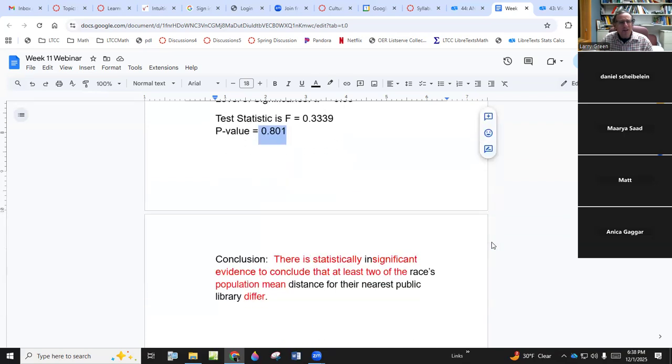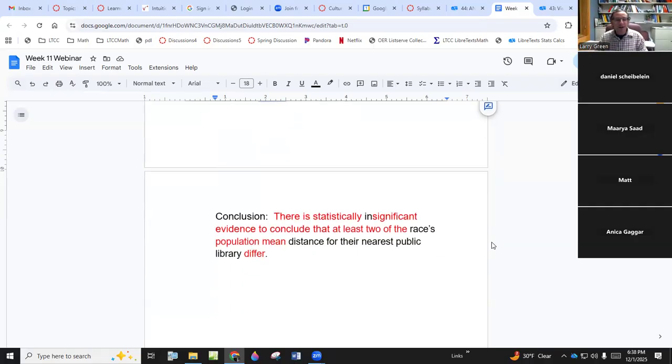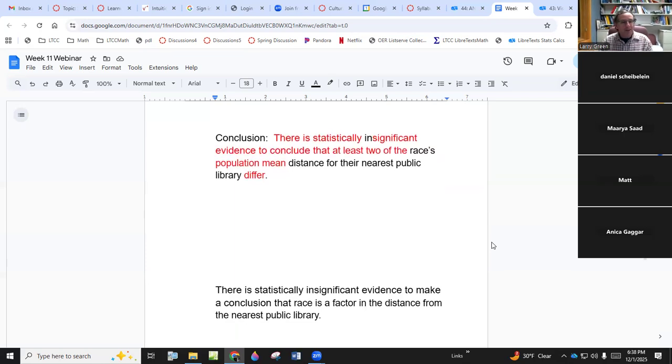Any questions at all about ANOVA, analysis of variance? And just to let you know, in our class, they're all going to be similar. So once you've seen one example, all the rest is the same. They're not going to all be about race and distance from the nearest public library, but same idea. Any questions? Okay, if there aren't questions, okay.